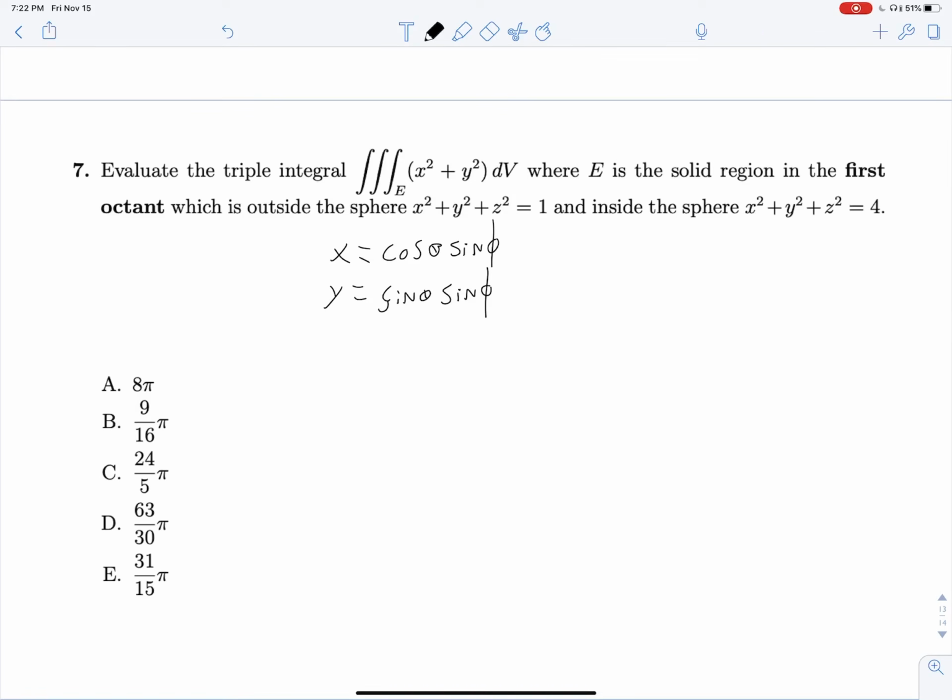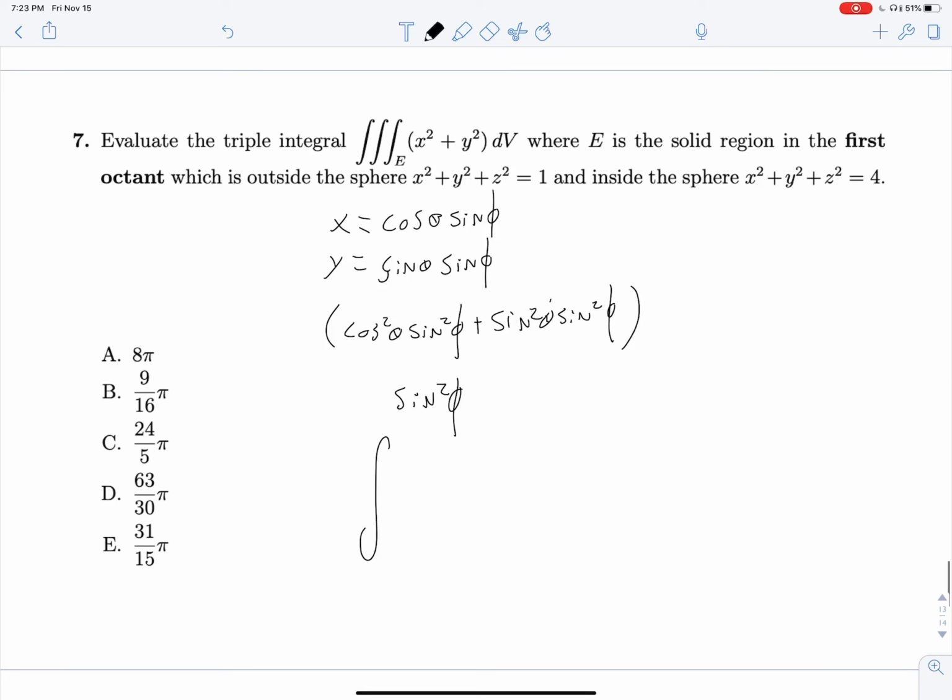So we can plug everything in here, and we'll see that x squared is cosine squared theta sine squared phi, and y squared is sine squared theta sine squared phi. And so we can factor out sine squared phi from everything, and we're left with cosine squared plus sine squared. And so all of this simplifies down to sine squared phi. And so we know that also in our integrand, we're going to have our basic building blocks that we always have. So this is going to be rho squared.